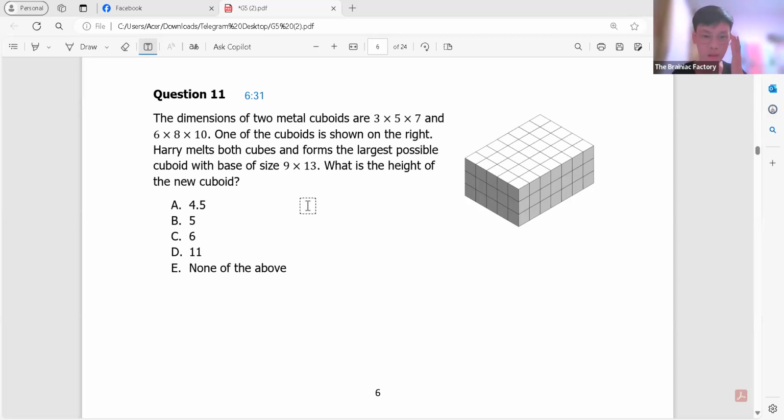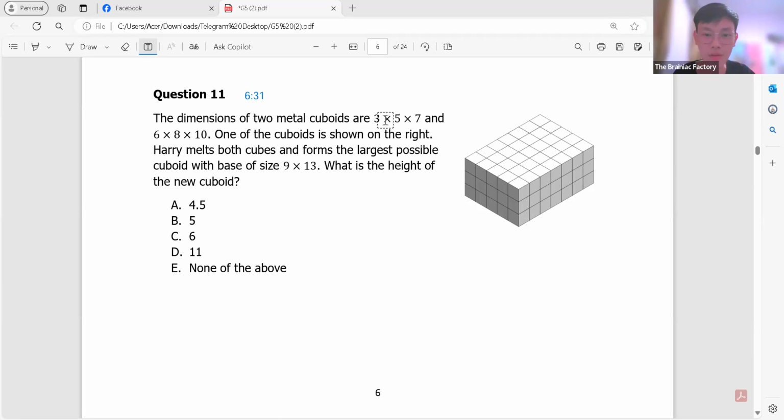So what are we having? We're having two cuboids, but only one is shown in our figure. So what we are going to do is find the height of the new cuboid that has the base of 9 times 13, so that it is being made by melting the previous two cuboids. So we're going to have to find the volumes of the first two cuboids first.